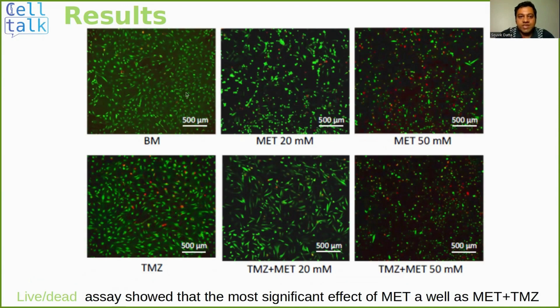As you can see, in the basal state there is a huge confluence of cells. When it has been treated with metformin at 20 millimolar concentration, it has reduced, and further it has reduced to a significant amount with the higher dose. So as the dose goes higher, there is a significant reduction of the GECs.